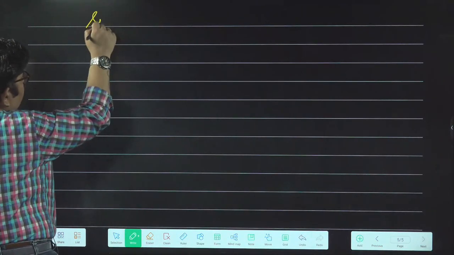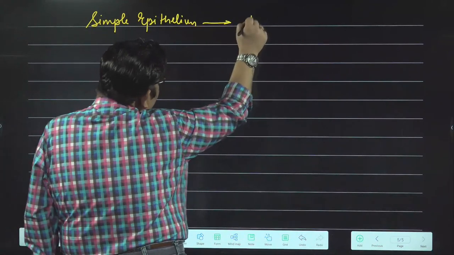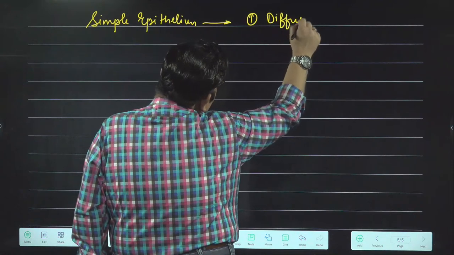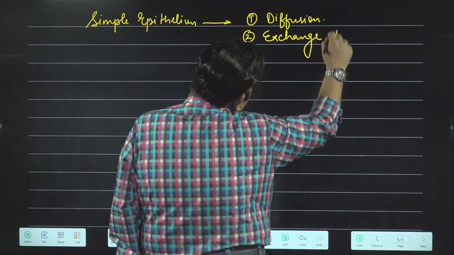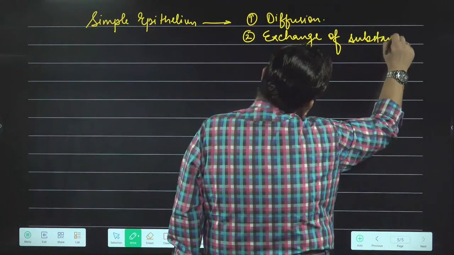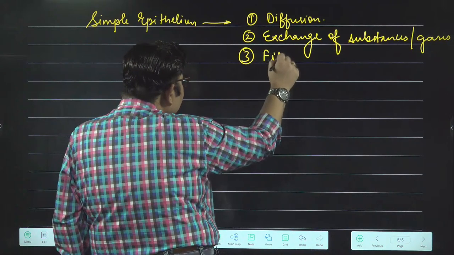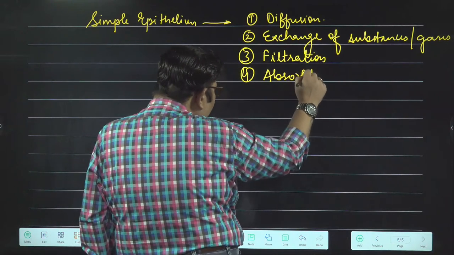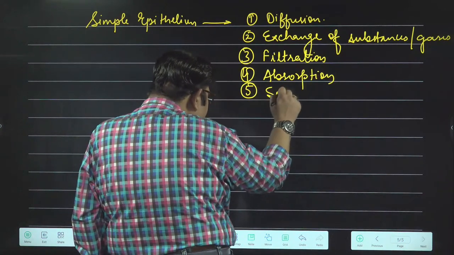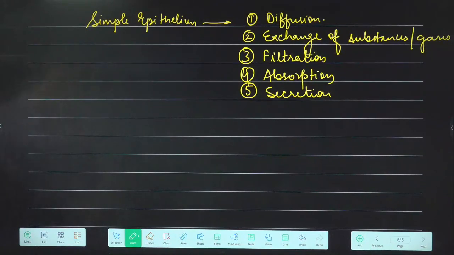Okay, so simple epithelium, which is a single layered epithelium, its functions are, for example, diffusion, exchange of substances or gases, filtration, absorption, and secretion. Okay, number five is secretion: diffusion, exchange of substances or exchange of gases, filtration, absorption, secretion.